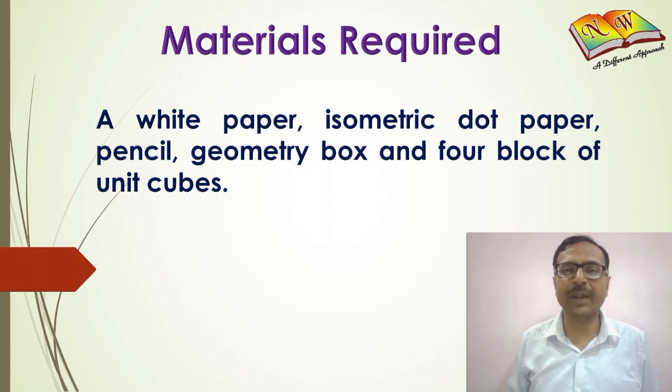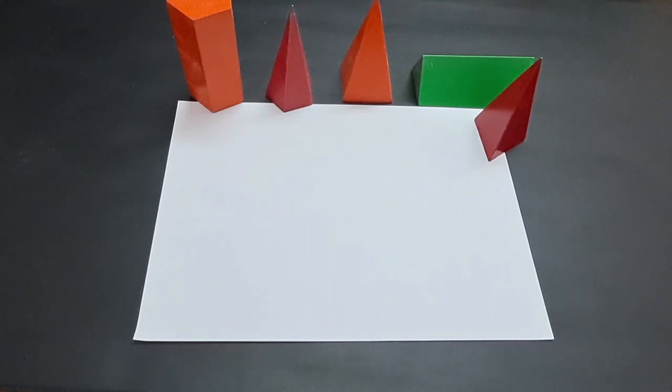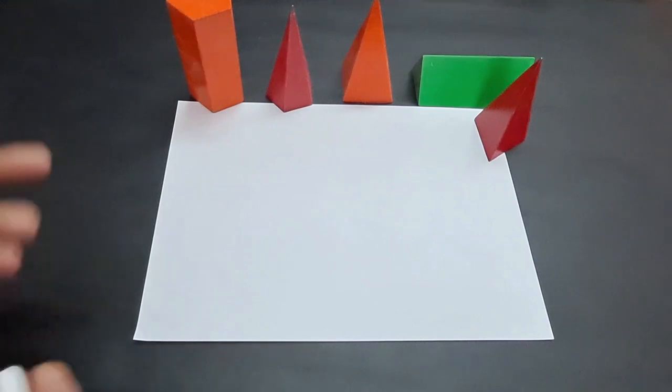The material required for this activity is white paper, isometric dot paper, pencil, geometry box. We can take blocks of unit cubes also to make some polyhedrons. Let's see how this activity can be performed. So in this activity, you will take some of the pyramids and prisms which are readily available to you.